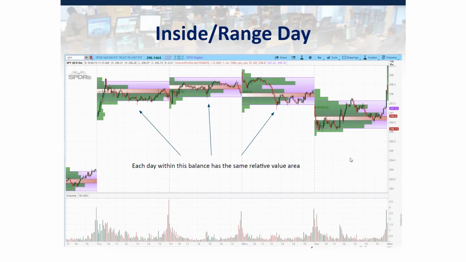So here's an example of having inside and multiple range days. Here we have 1, 2, 3 days where the value areas are all relatively close to each other. And this is when we're going to start thinking about combining them all together and forming a composite structure.